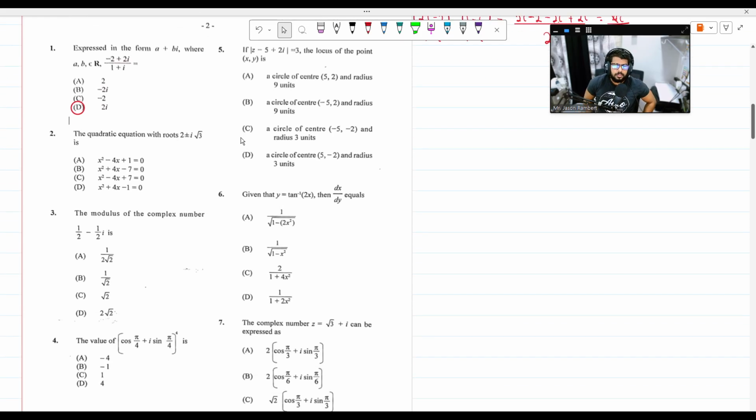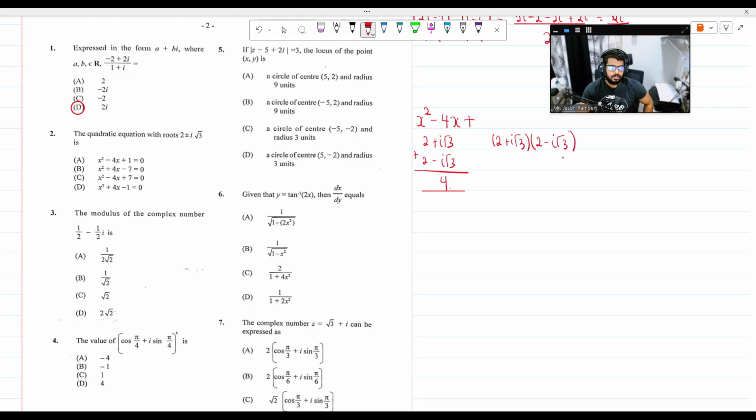The quadratic equation with roots 2 plus or minus i root 3 is, so let me see what the sum of the roots is. So we have 2 plus i root 3 plus 2 minus i root 3. 2 and 2 is 4. So we know that it's x squared, take away the sum of the roots, plus the product of the roots. What is 2 plus i root 3 multiplied by 2 minus i root 3?